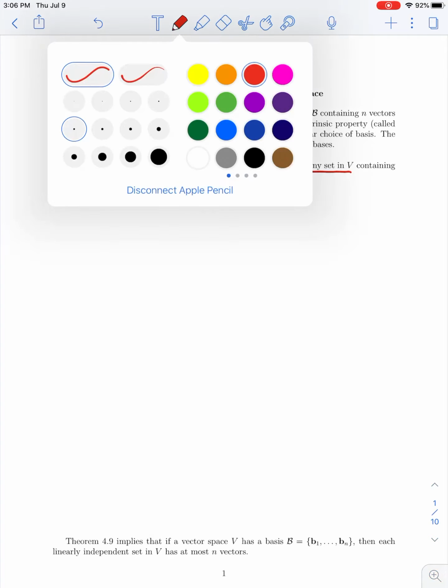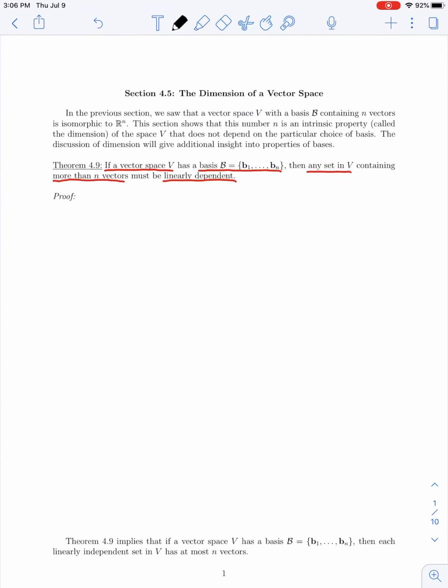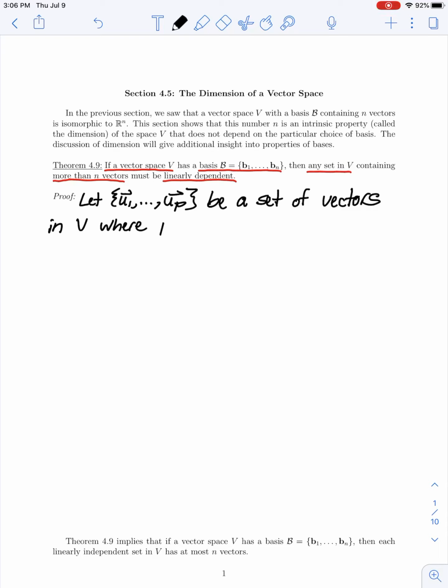So let's take a look at the proof of this theorem. So here we're going to consider a set of vectors, let's say u1 through up. So this is a set of vectors in our vector space V, where the number of vectors, p, in this set is greater than the number of vectors for our basis, n.